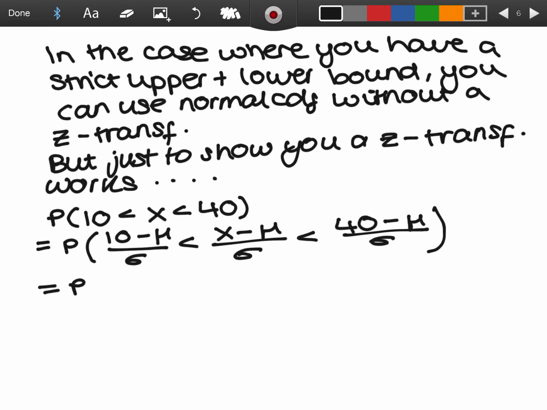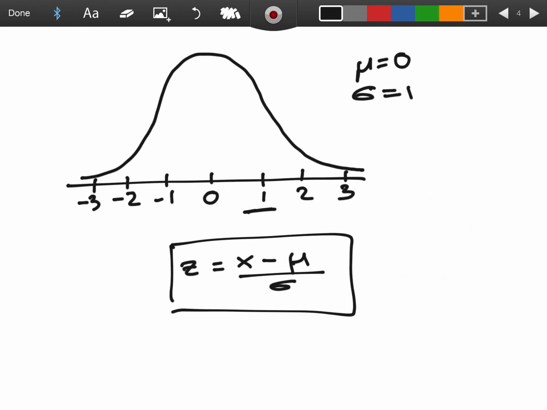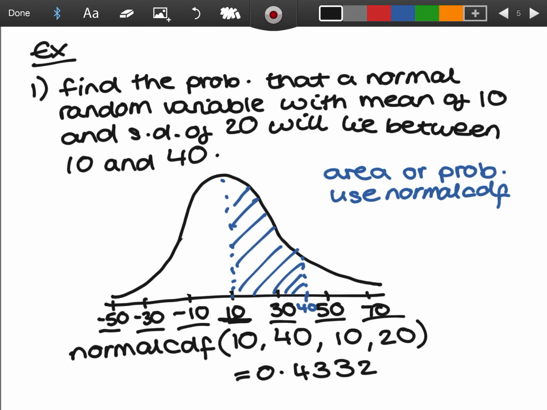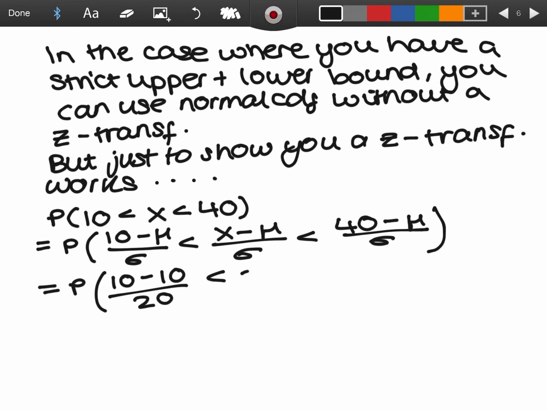Okay, my mean was 10, my standard deviation was 20. So I'm going to do 10 minus 10 divided by 20. Then x minus the mean divided by the standard deviation, well, that is just our formula for z. Okay, x minus the mean divided by the standard deviation is just z. So we know that we're back in our standard normal distribution. We know that we've got a mean of 0 and a standard deviation of 1 now.